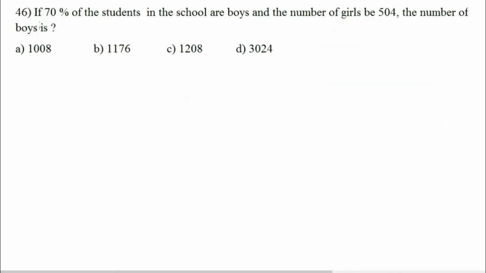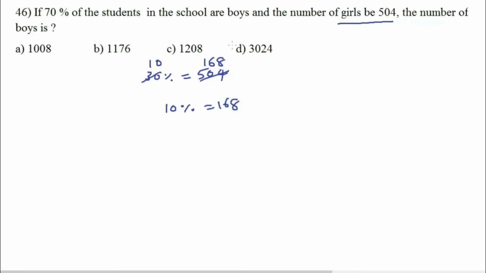Question number 46. If 70% of the students in the school are boys and the number of girls is 504, the number of boys is? 70% of the students are boys. That means 30% girls. So 30% equal to 504. 3 10 times 30. 3 16 times 48. And remaining 24, 3 times 24. So 10% equal to 168.